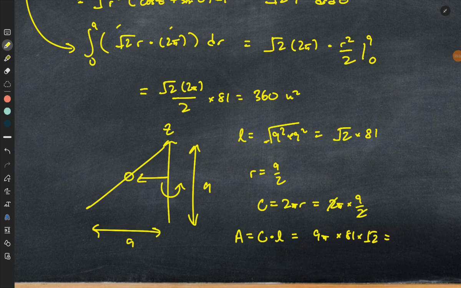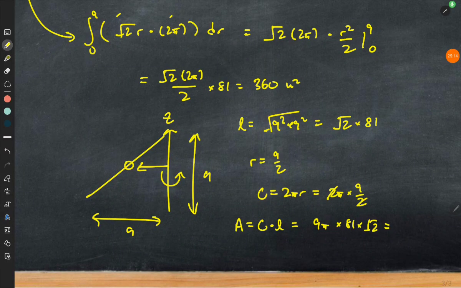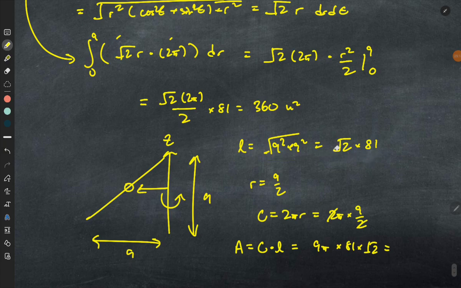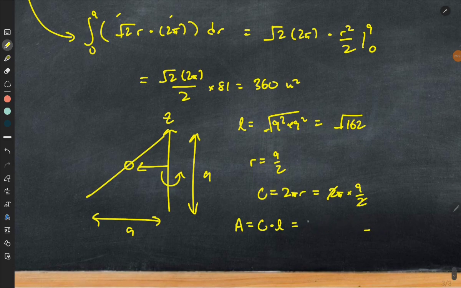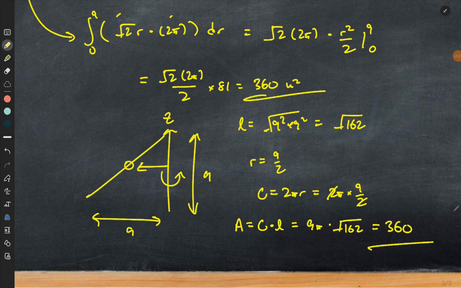Okay, I'll have to cut the video. Okay, so I just realized that this is wrong. This is actually equal to the square root of 162, meaning that it would be 9 pi multiplied by the square root of 162, which is equal to 360, the same answer we got up there. So we did our surface integration right.